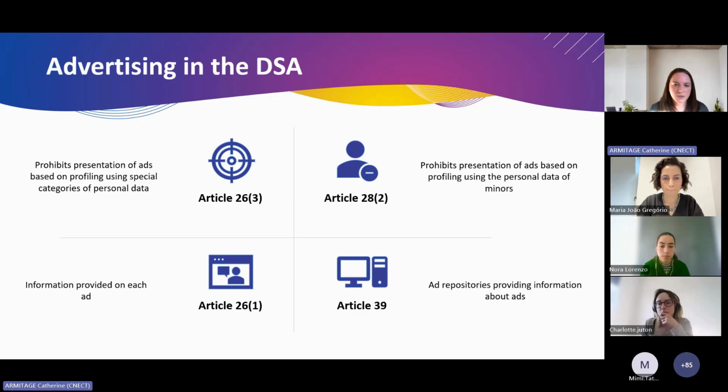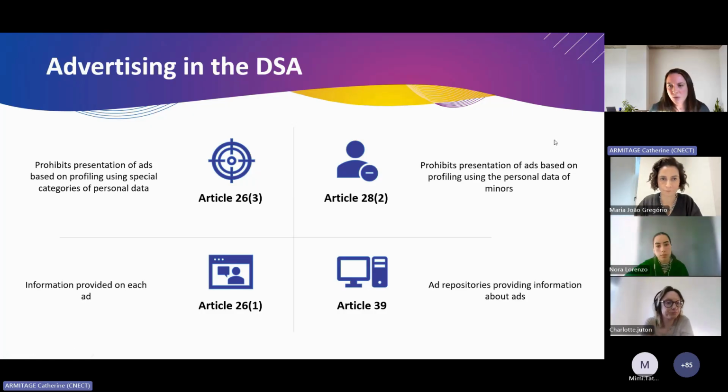So first of all, there is an article that prohibits the presentation of ads based on profiling using special categories of personal data. I will talk about each of these in a bit more detail, but this one applies to all online platforms and is really focused on reducing exploitation of, for example, vulnerabilities or use of special categories of data as defined in the GDPR. So this is things like health data, data about someone's sex life or sexual orientation, for example.